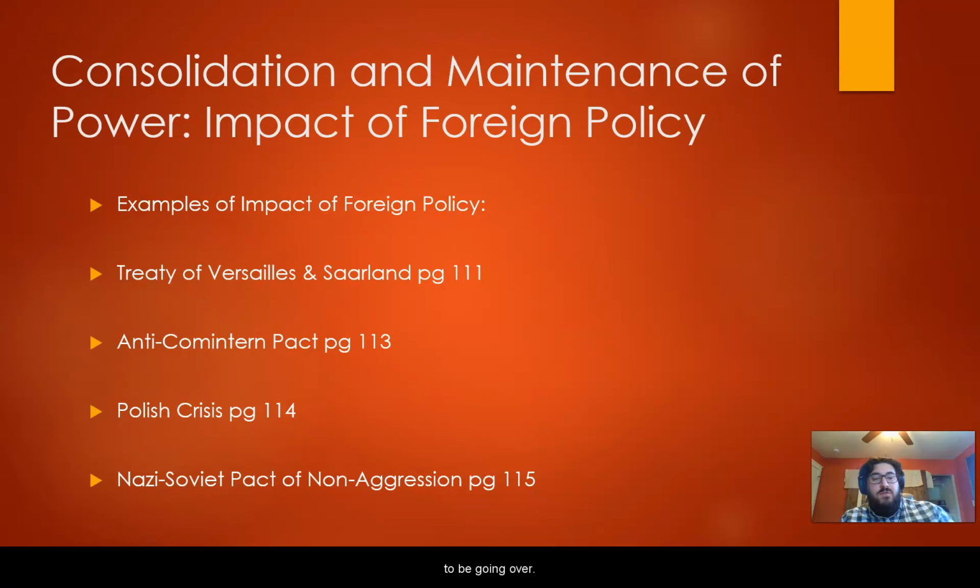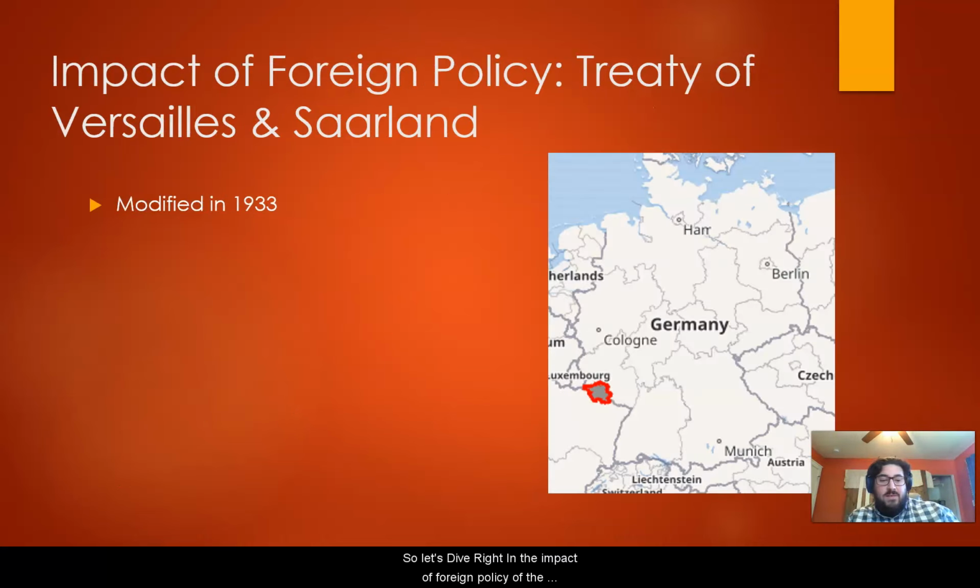Now remember, you're going to be picking some examples from some of the reading. I'm going to be going over the Treaty of Versailles and the Saarland, the Anti-Comintern Pact, the Polish crisis, and the Nazi-Soviet Pact of Non-Aggression. There are things that are happening in between these that can build up, that tie into each other, but these are the 4 you absolutely need to know, both for paper 2 and for paper 1. So let's dive right in.